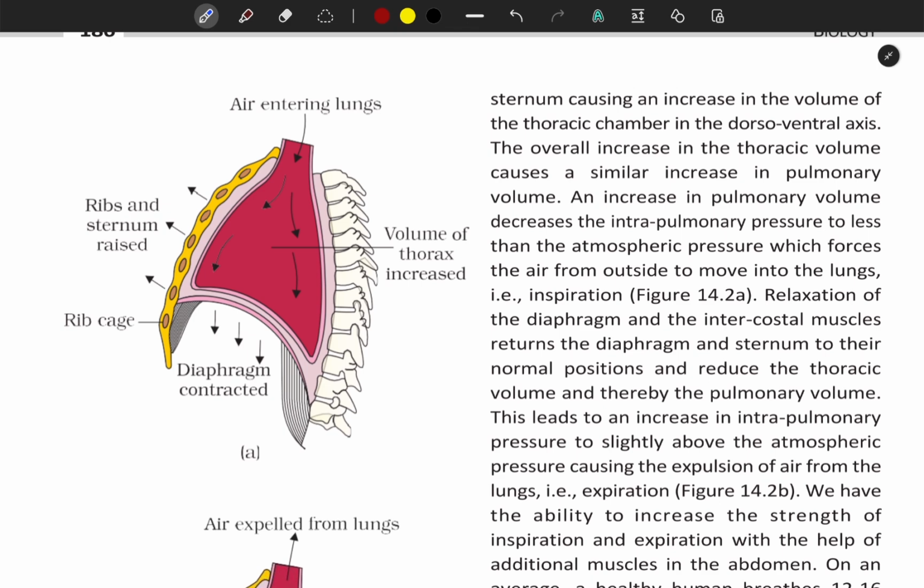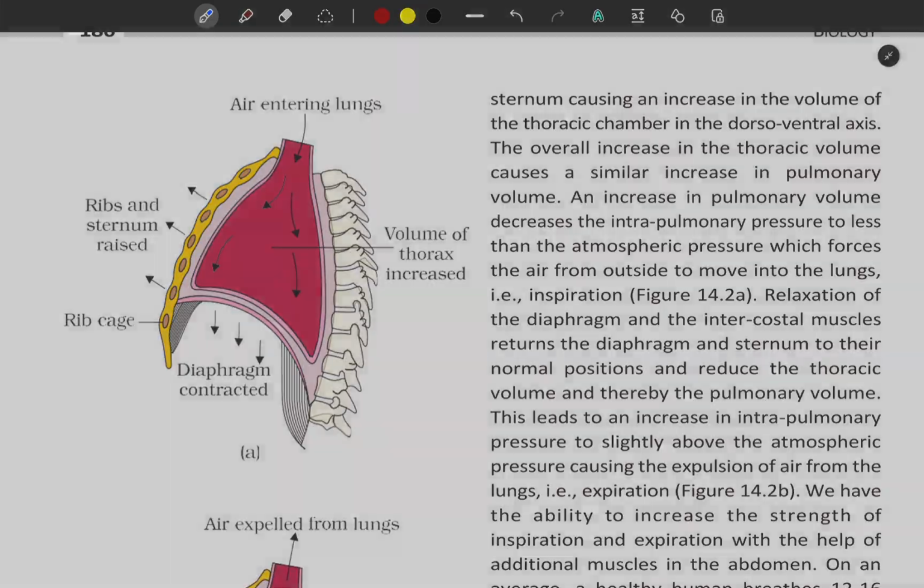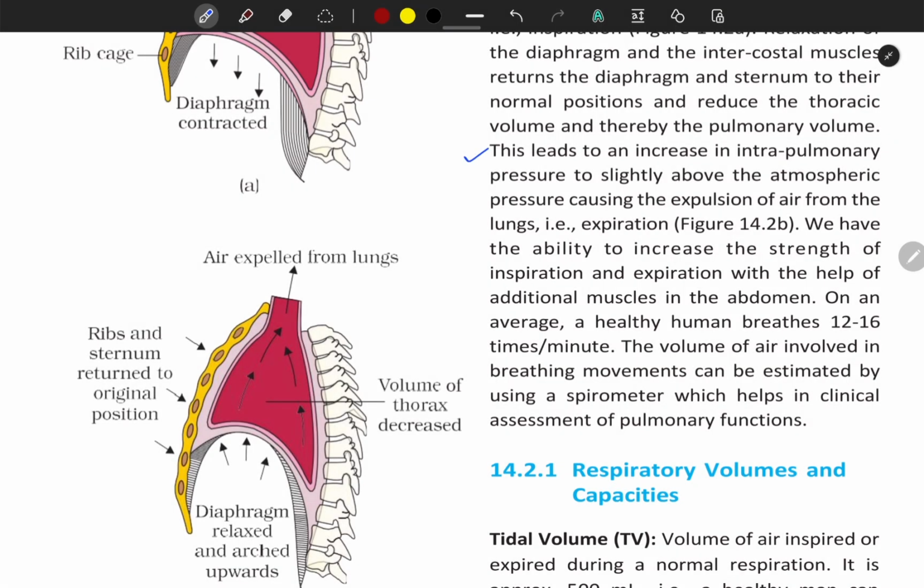That is inspiration. Relaxation of the diaphragm and the intercostal muscles returns the diaphragm and sternum to their normal positions and reduces the thoracic volume and thereby the pulmonary volume. This leads to an increase in intrapulmonary pressure to slightly above the atmospheric pressure, causing the expulsion of air from the lungs, that is expiration. We have the ability to increase the strength of inspiration and expiration with the help of additional muscles in the abdomen. On an average, a healthy human breathes 12 to 16 times in a minute.